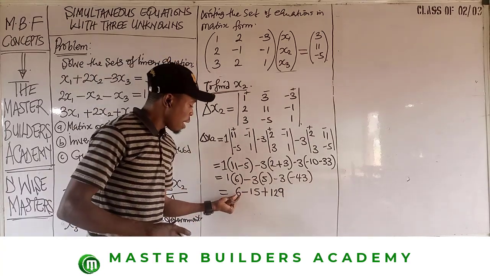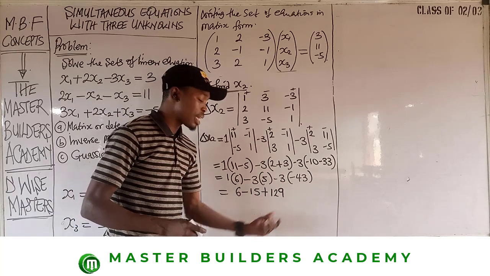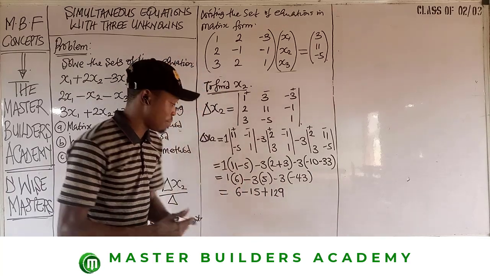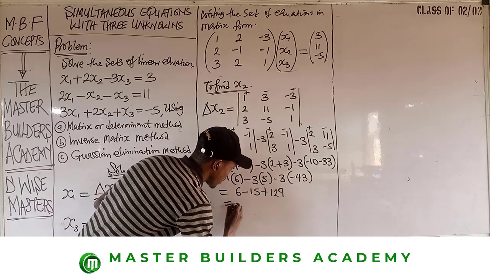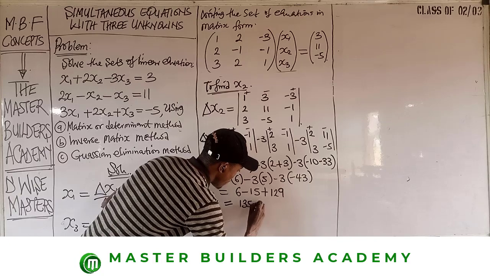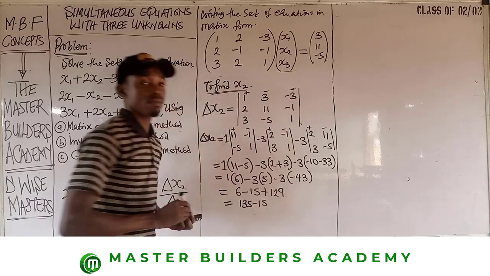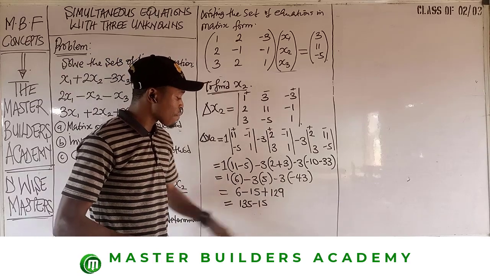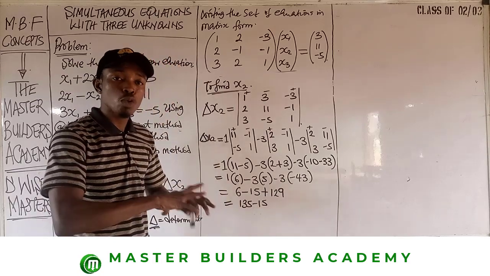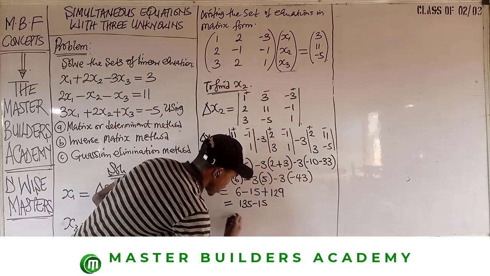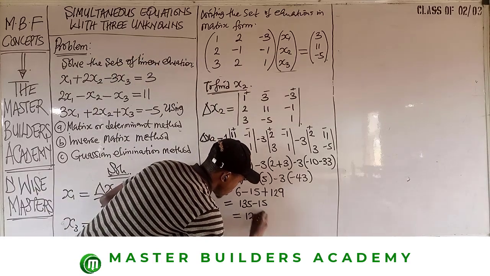129. Remember that 6 and 129, they are both positive. All I need to do now is that I can actually add them together so that this would have given us 135 minus 15. As simple as this. So if we remove 15 from 135, we are going to have this as 120. So we have this as 120.